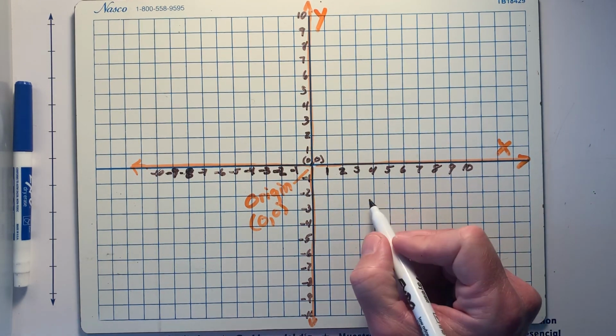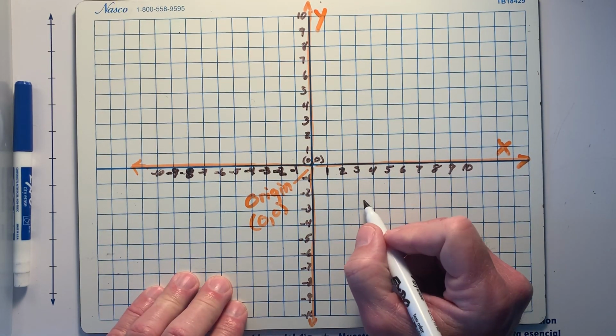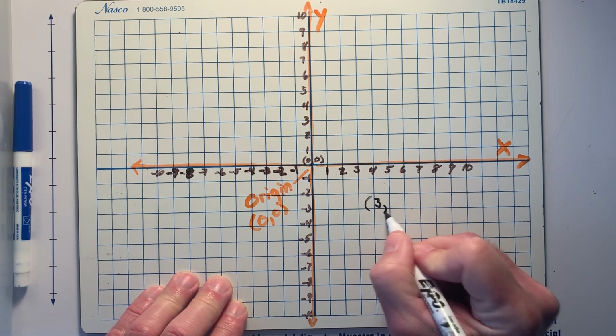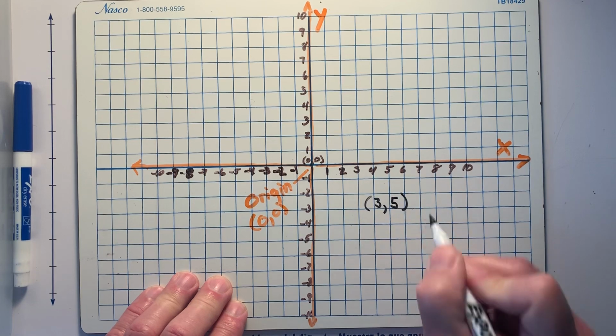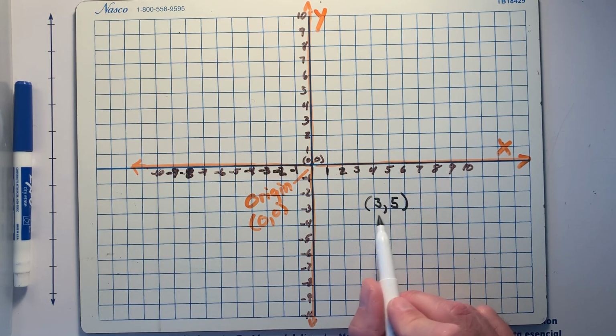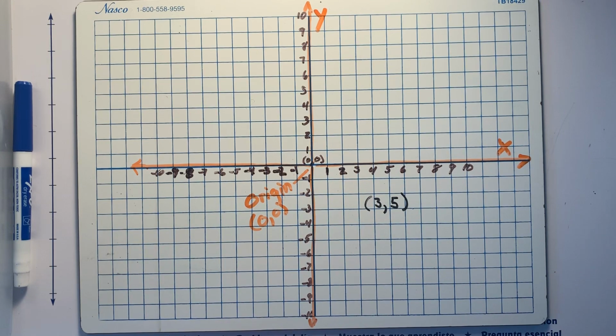And you will start to see coordinates that look like this. 3, 5. That is not telling you to add, subtract, multiply, divide. It is just telling you where to put the point.